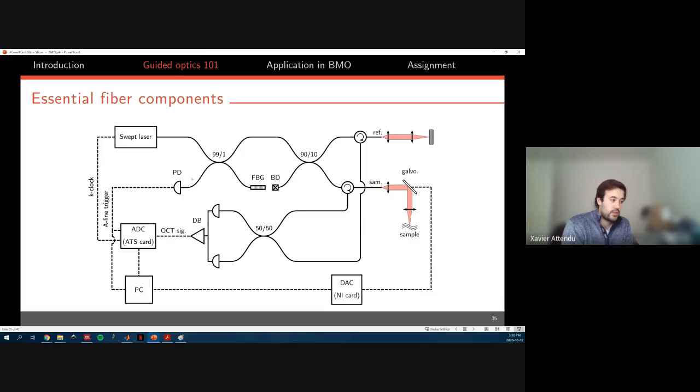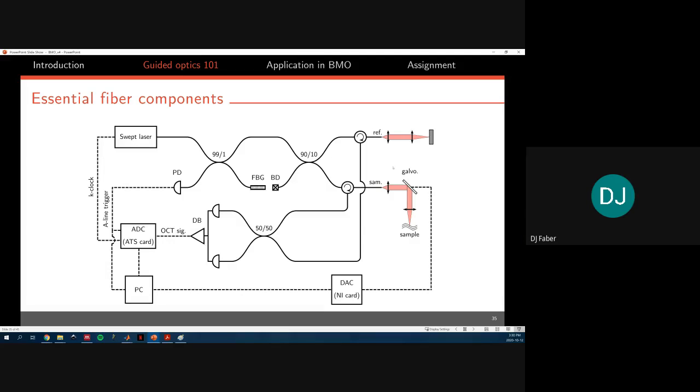Does this look super unfamiliar to anybody? Has Professor De Boer shown similar diagrams? No? Yeah, simpler ones, Xavier. Oh, okay. With only one splitter. Okay.